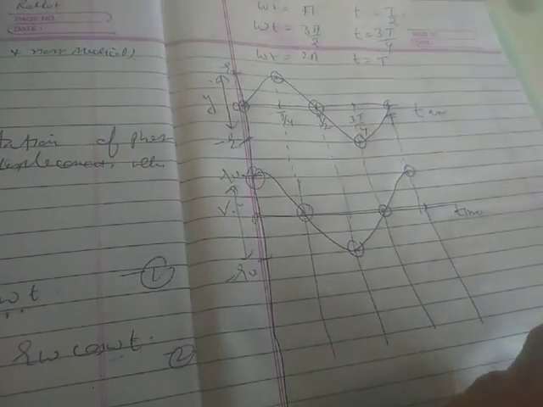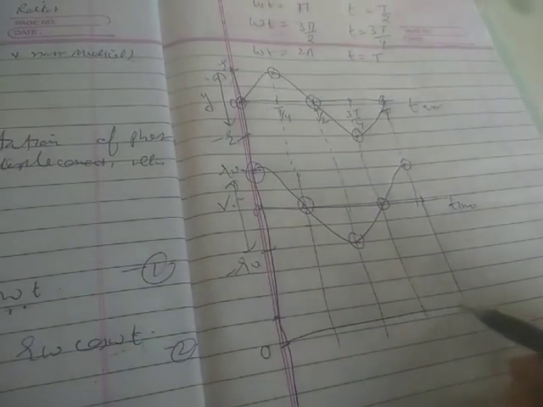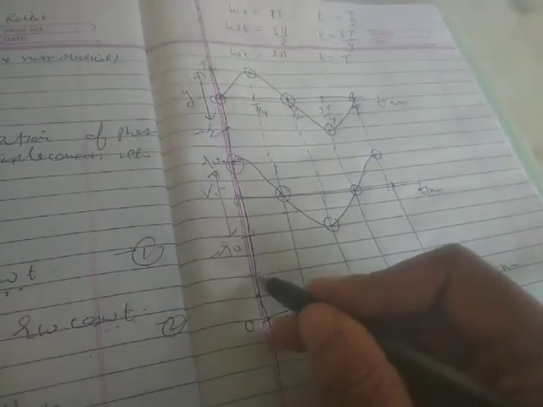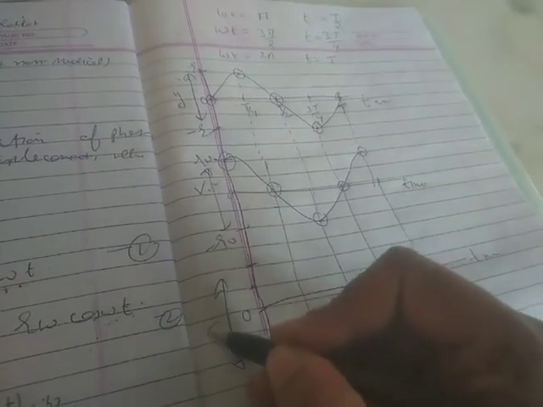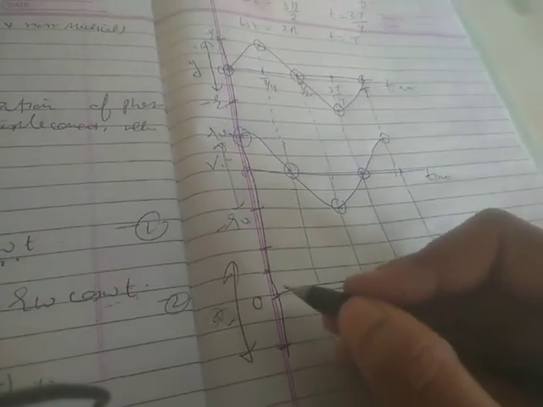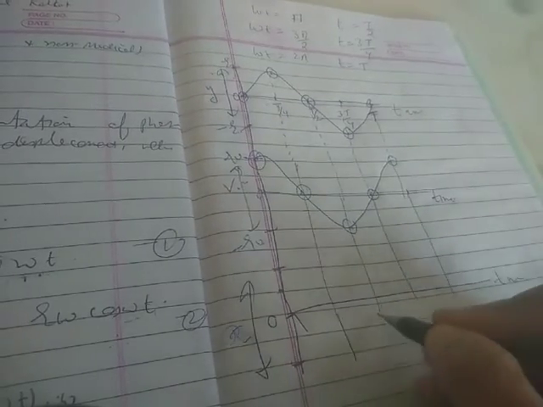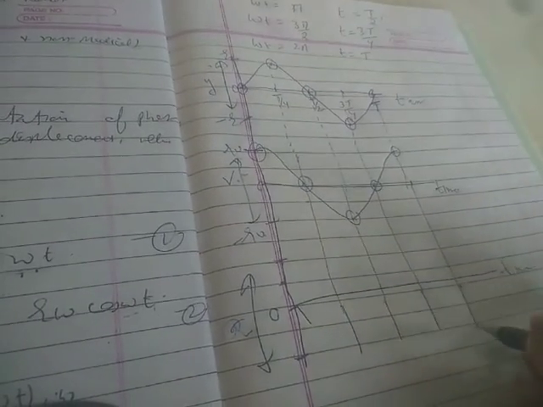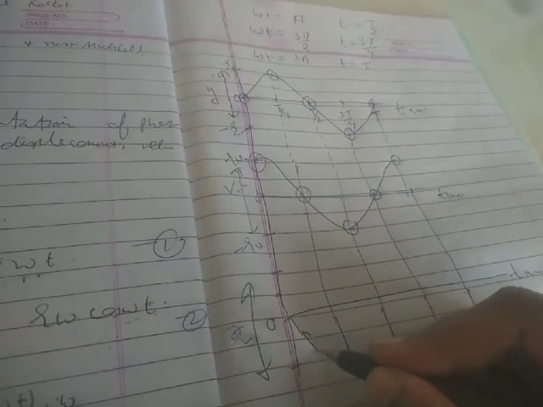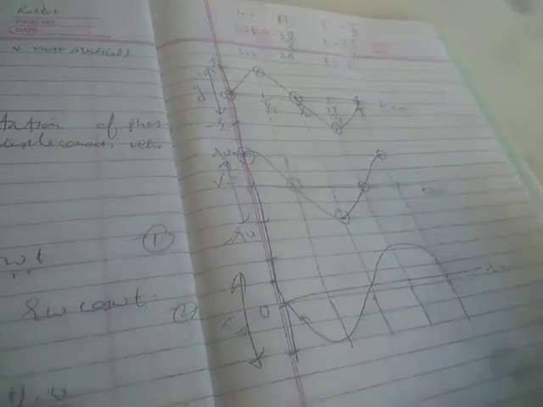Then for acceleration, let here be the axis, we took the same time axis. Acceleration: now the maximum value in the table of acceleration is r omega square and the minimum is minus r omega square. So the graph will become like this. Like this here, then it will go like this. You can also draw it by yourself.